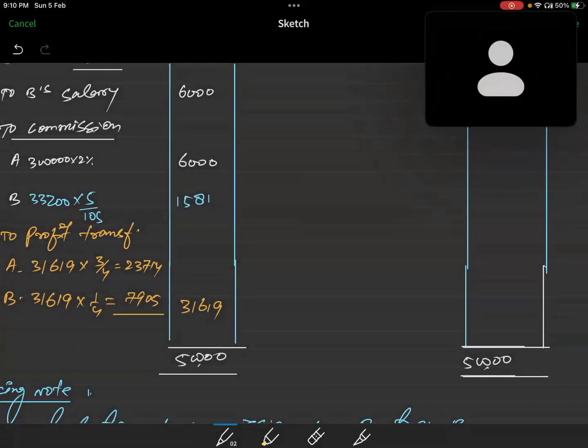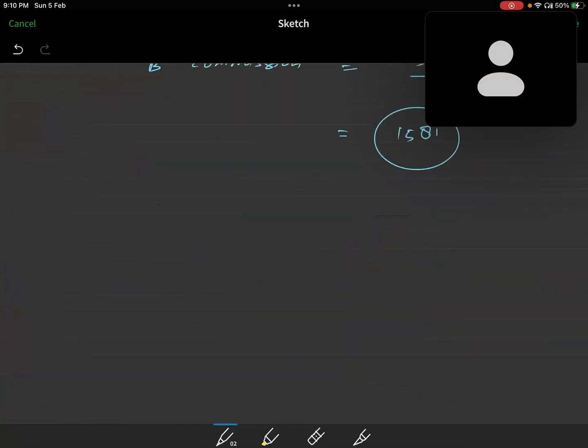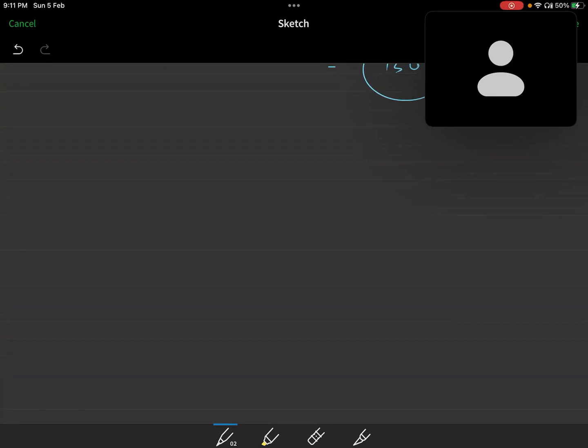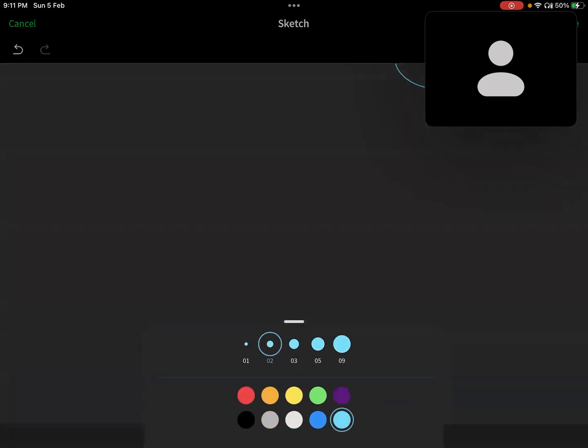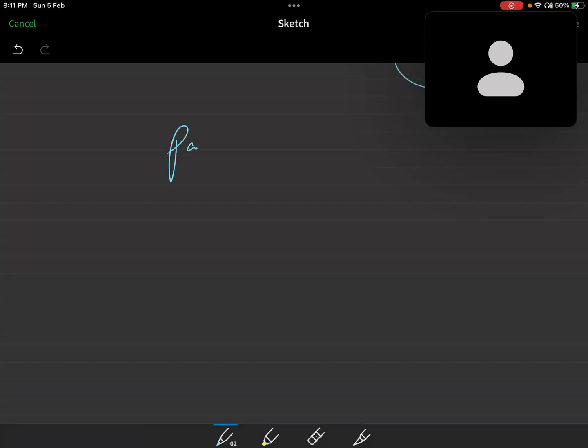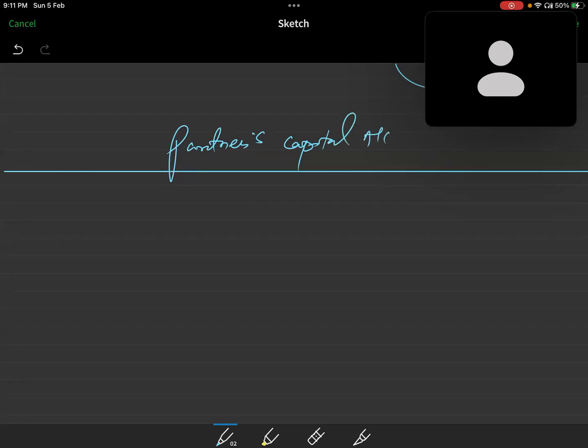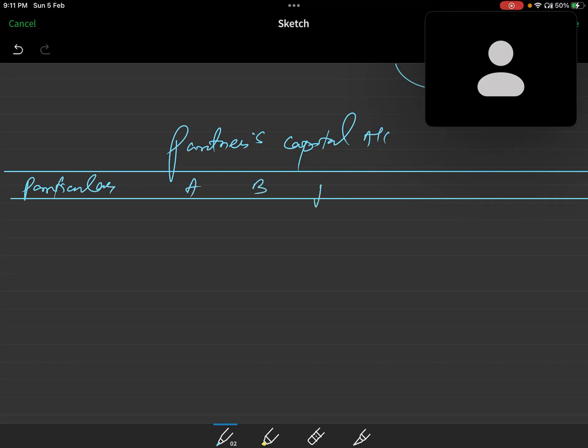So moving back. Now we need to prepare the partners' capital account as well. For that, just a minute, because there are two partners now. So partners' capital account. Column for particulars, partner A and partner B. Then again column for particulars and partner A and B.